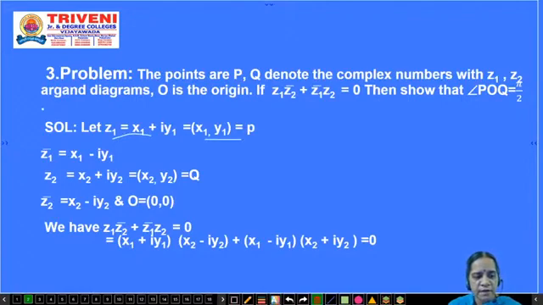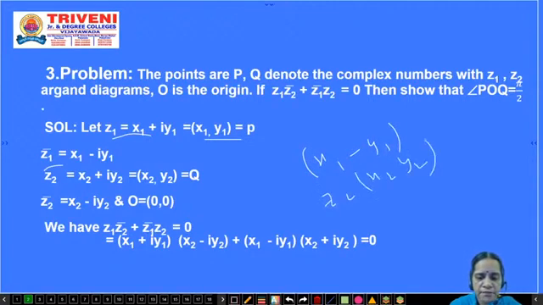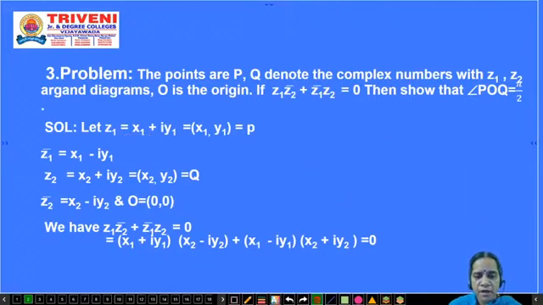Now we consider these five points: Z1 is (x1, y1), Z1 bar is (x1, minus y1), Z2 is (x2, y2), Z2 bar is (x2, minus y2), and 0 is the origin. Then we substitute the values into the hypothesis: Z1 into Z2 bar plus Z1 bar into Z2 is equal to 0. Z1 is x1 plus i y1, Z2 bar is x2 minus i y2, plus Z1 bar is x1 minus i y1 and Z2 is x2 plus i y2, equal to 0.